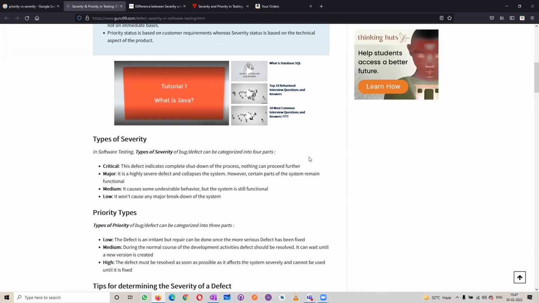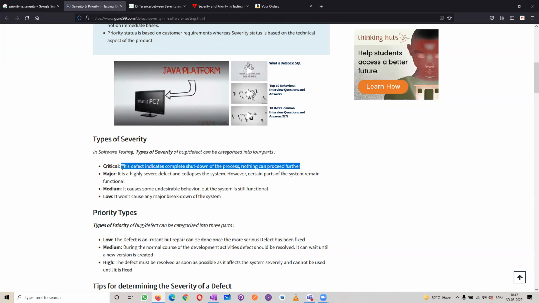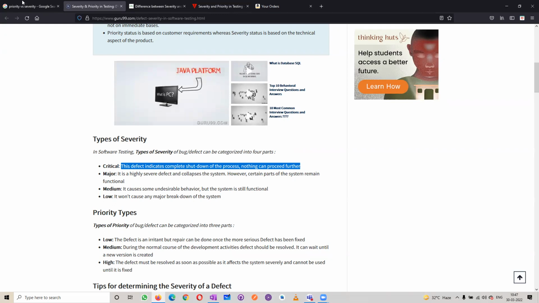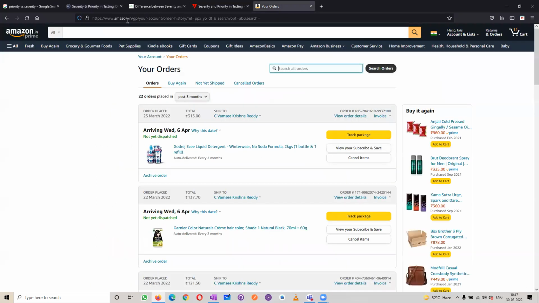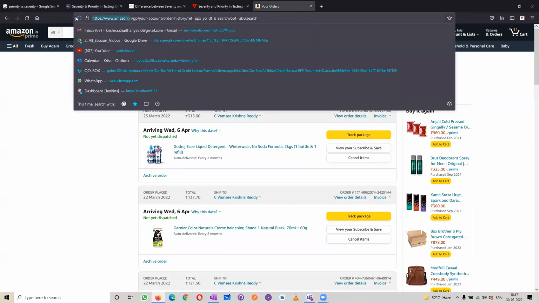So this is the most important thing. For example, I'm not able to navigate to the system. The URL, the same example I just gave, Amazon.in, but I'm not able to navigate to it. Then this is called a critical bug. So from the severity point of view, this needs to be fixed immediately; it has a high seriousness.